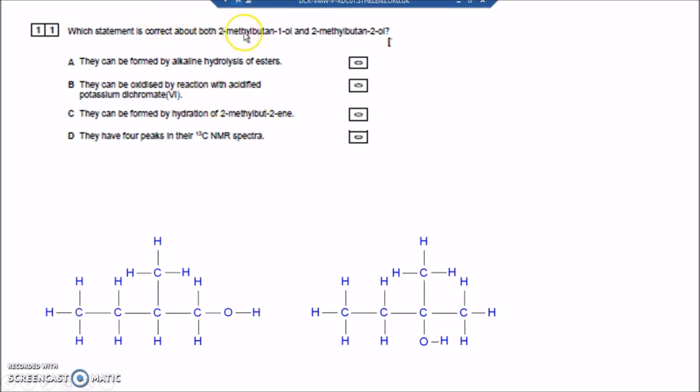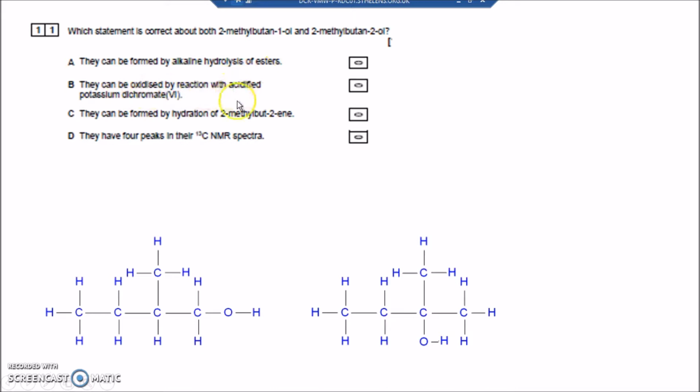Which statement is correct about both 2-methyl-butan-1-ol and 2-methyl-butan-2-ol? So I've drawn 2-methyl-butan-1-ol and 2-methyl-butan-2-ol. They can both be formed by the hydrolysis of esters. That's possible. An ester, COO, could be broken by hydrolysis, adding water back in to break up the ester back into a carboxylic acid and an alcohol. Alkaline or acid can catalyze the hydrolysis, the addition of water back into an ester to create the carboxylic acid and the alcohol, so that's possible.